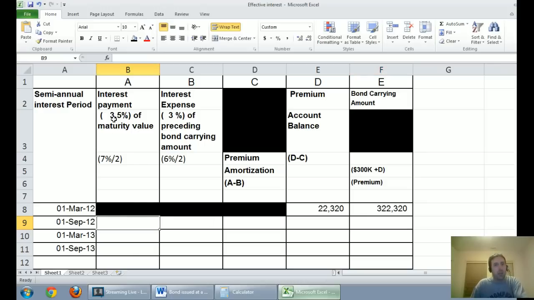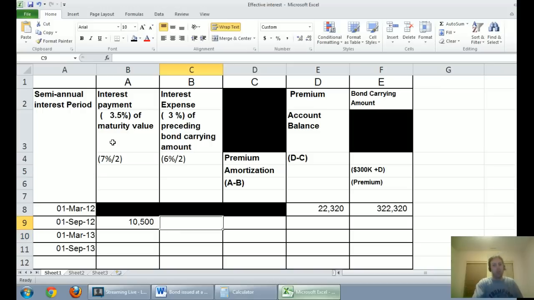Our interest payment is 3.5% of maturity value. So 3.5% times the $300,000 we've got to pay back. I'm going to go a little bit quicker this time than I did on the discount one, so if you're confused here, take a look at the discount video. I walk through these calculations a little more slowly. But if you've done the discount one, this is pretty straightforward. So 300,000 times 3.5% is 10,500. That interest payment isn't going to fluctuate unless I make some bond conversion or something. Assuming everything goes according to plan, that's going to be a $10,500 interest payment throughout.